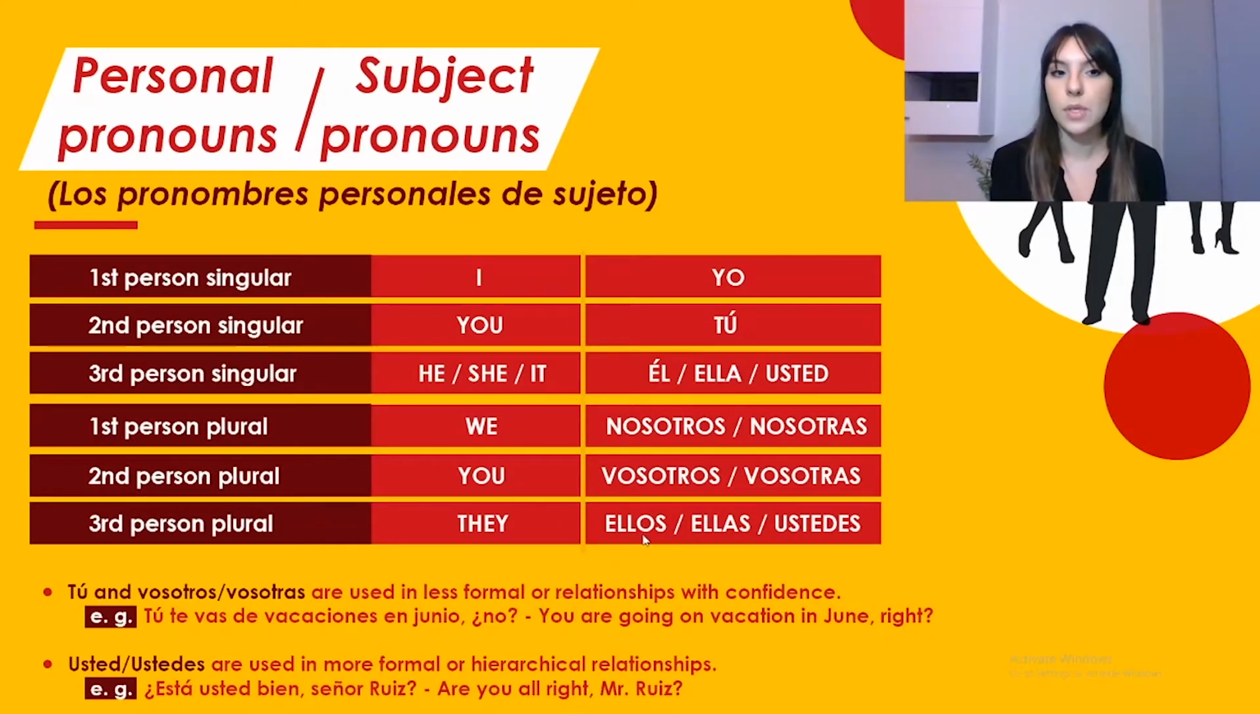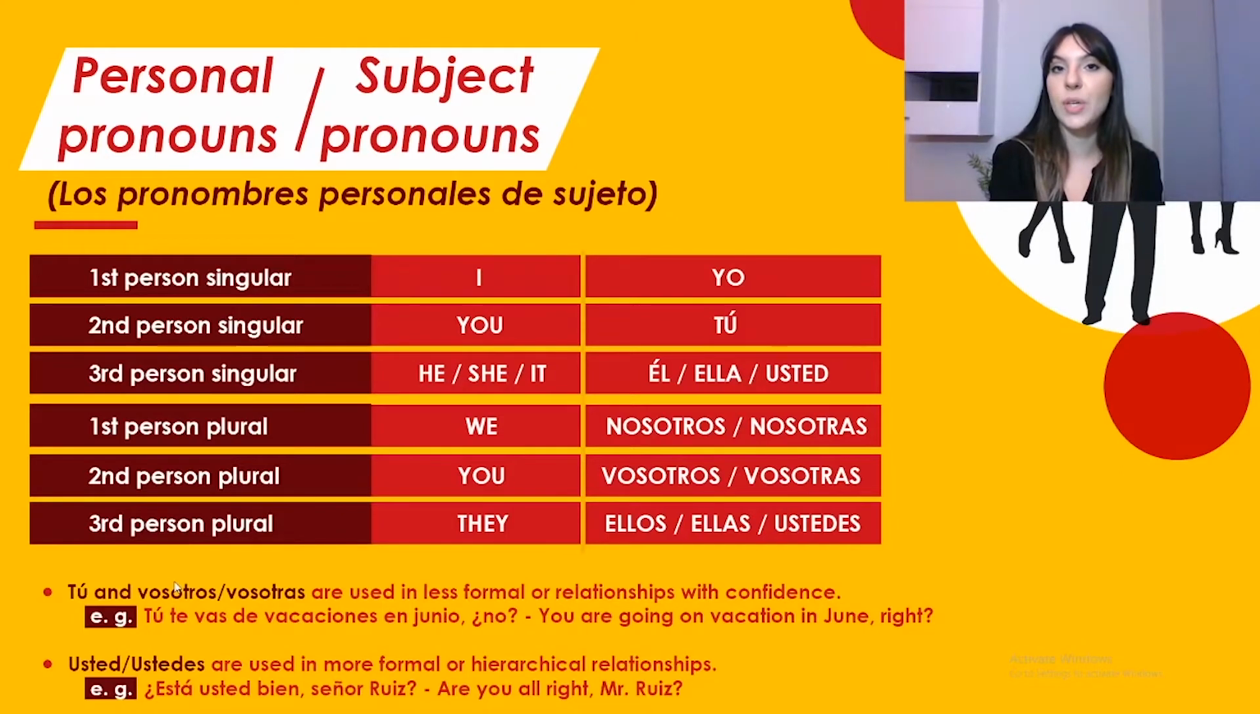Now for the third person plural, we have three forms also, like for the third person singular, and those are ellos, masculine form, ellas, feminine form, and ustedes, a form used in more formal relationships.